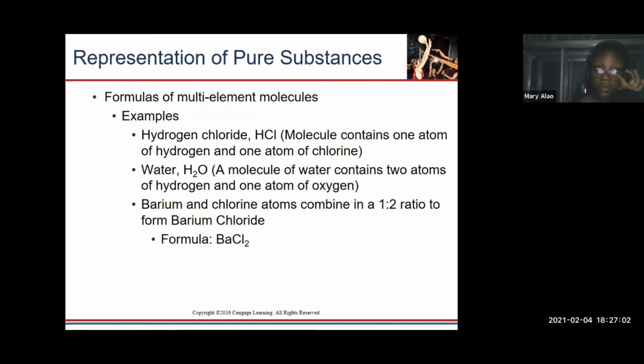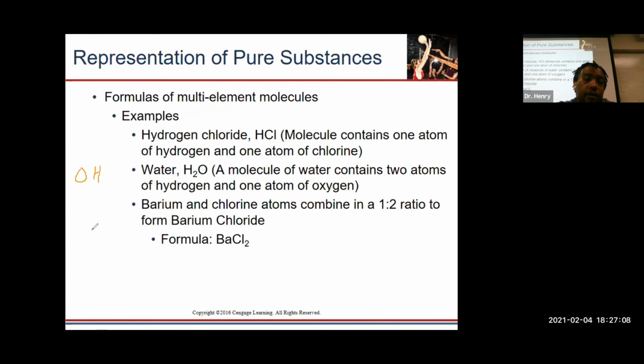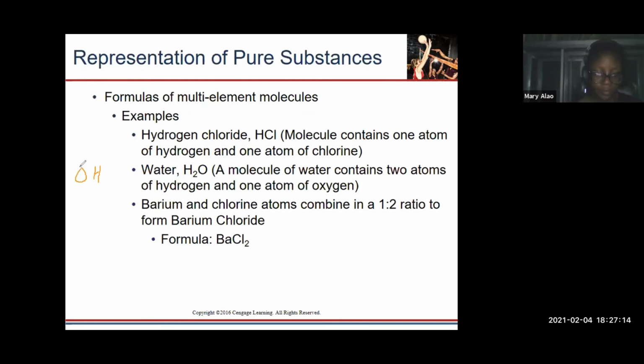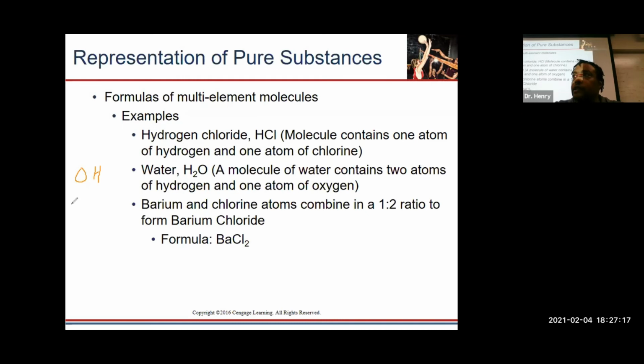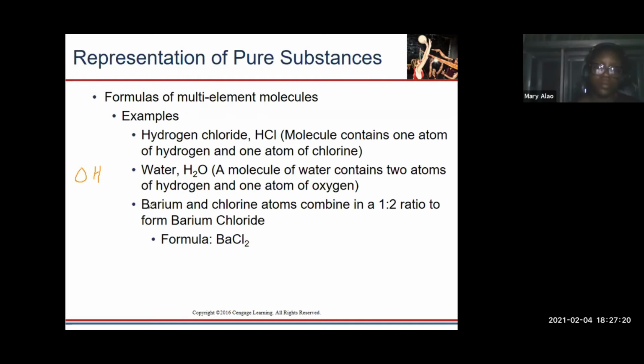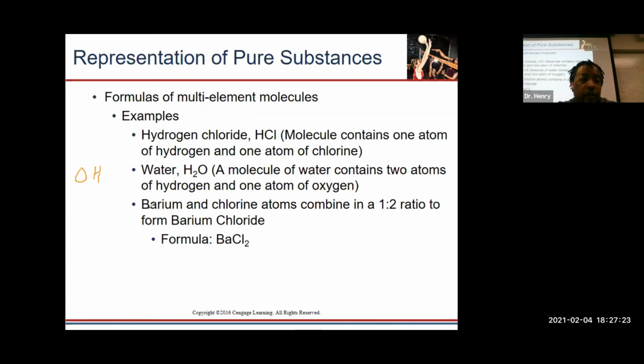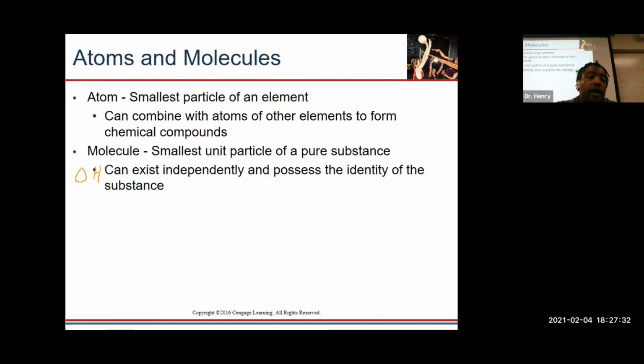So if you see this, is that water? No. We know that's not water because it's not 2 to 1, right? So barium chloride, 1 barium, 2 chlorides. An atom is going to be the smallest particle of an element, the smallest thing you can get other than the subatomic particles, but we'll talk about those later. And we've already talked about a molecule.